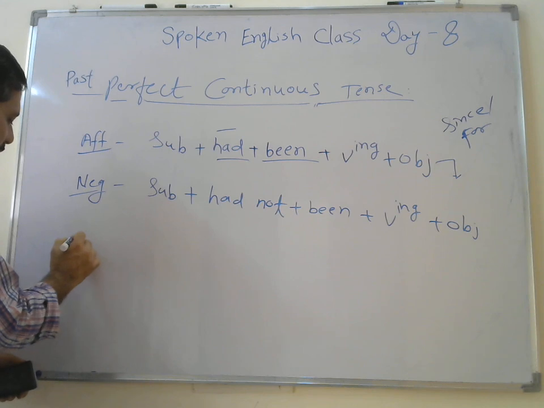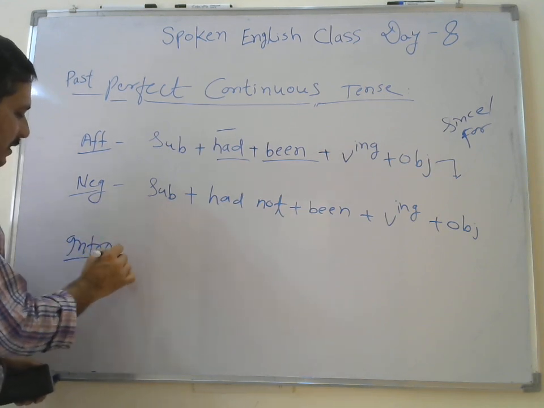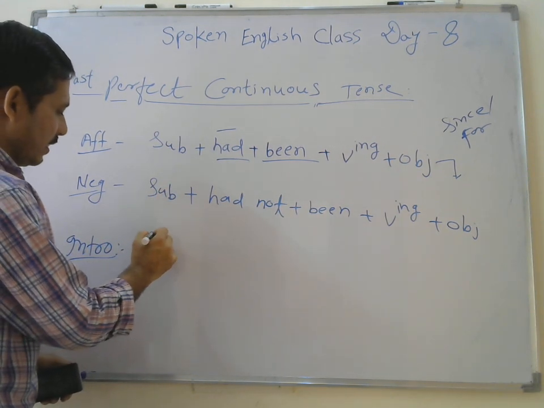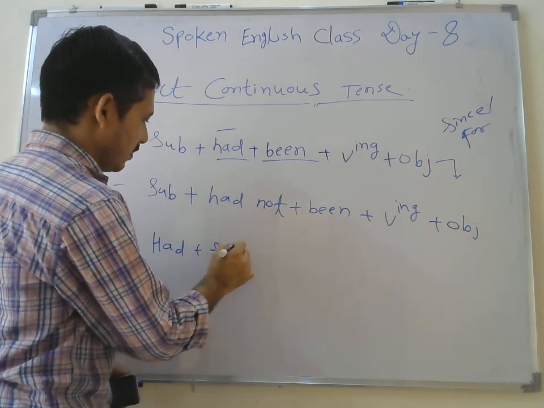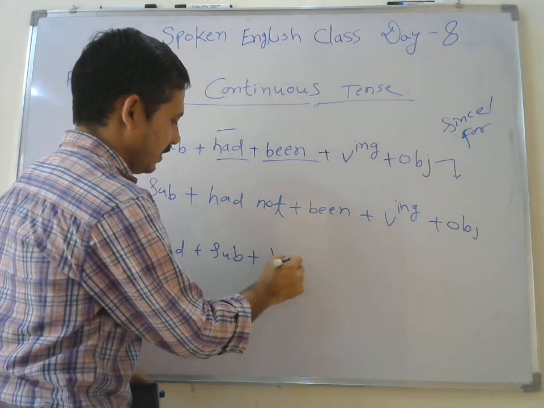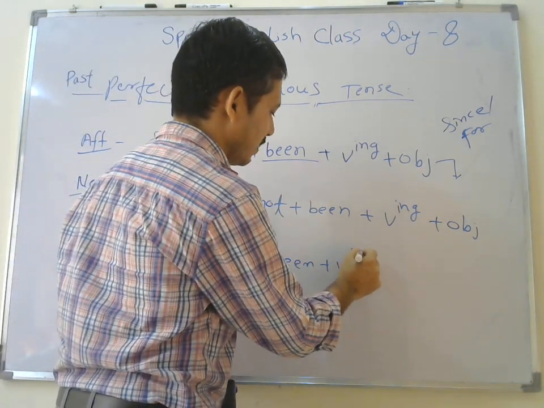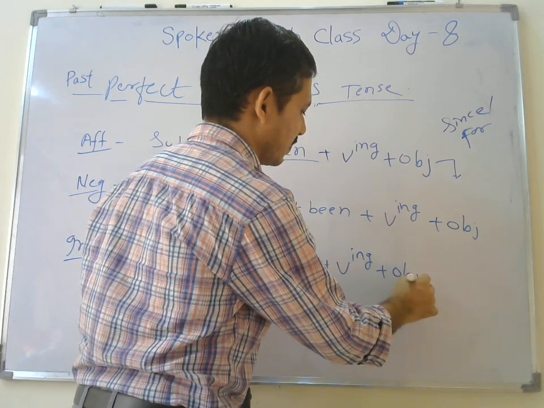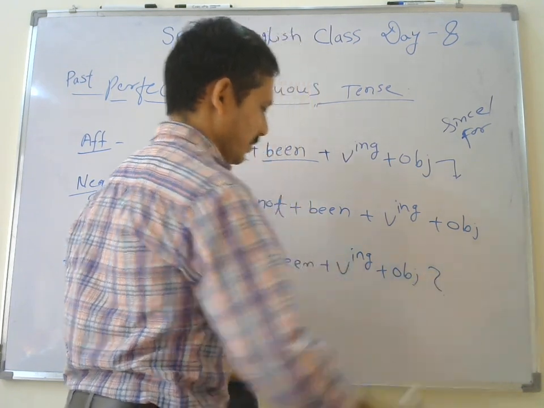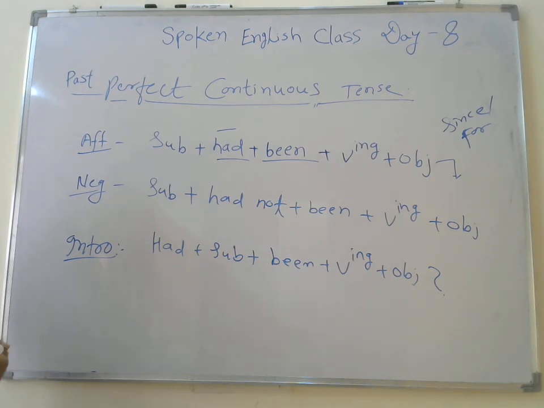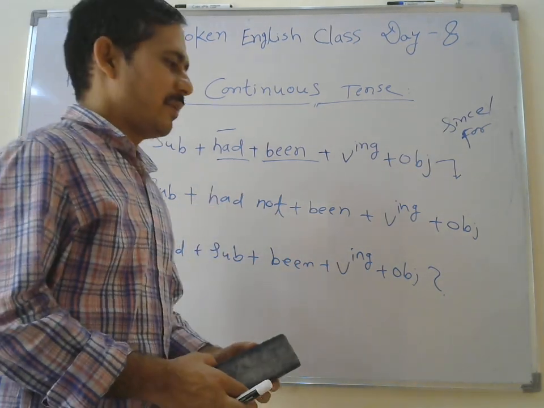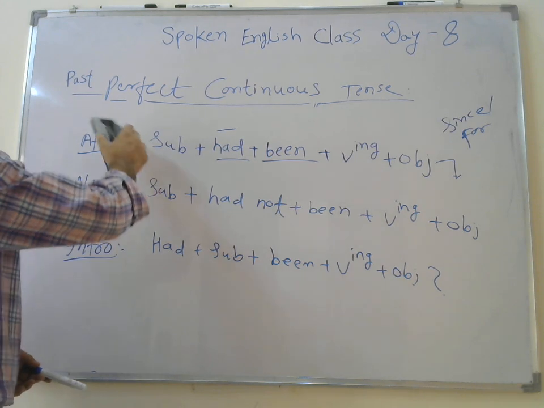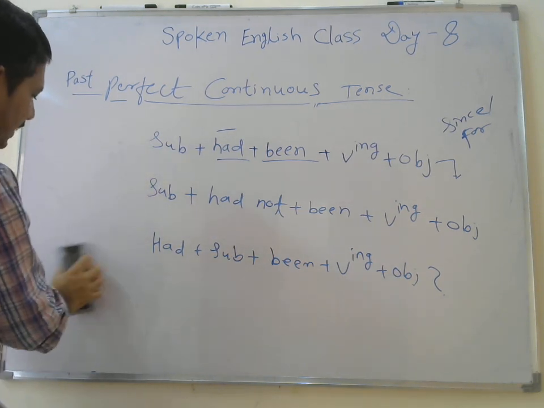Then your interrogative sentence structure, we have already seen the example. Interrogative: had, then your subject, then been, verb ing plus your object, and this is the question mark, right, friend? This is your interrogative sentence. I hope this is clear, okay, friend. Now we will move on to the next tense, that is your future tense, right?